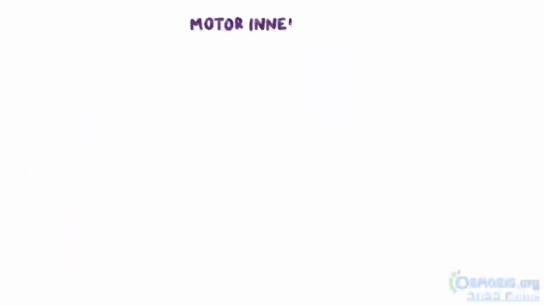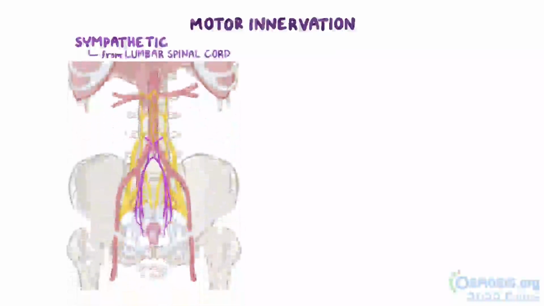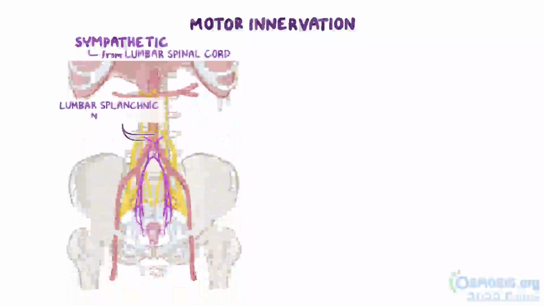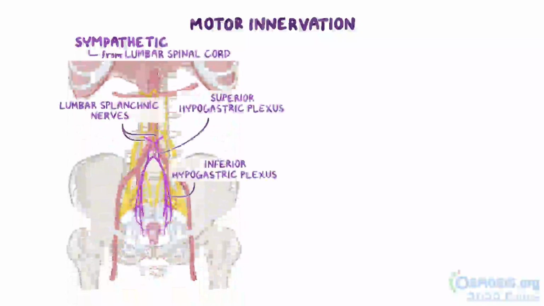Finally, the motor innervation of the rectum is supplied by the sympathetic and parasympathetic divisions of the autonomic nervous system. Let's start with the sympathetic fibers, which arise from the lumbar spinal cord and pass through the lumbar splanchnic nerves and the superior and inferior hypogastric plexuses to reach the rectum.